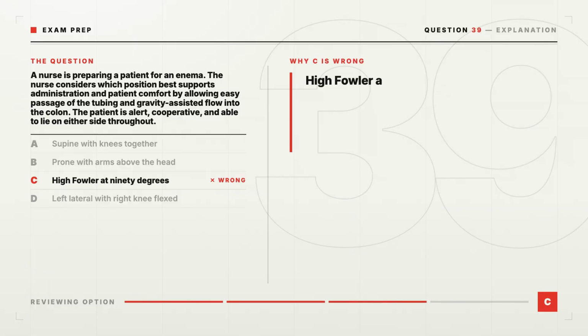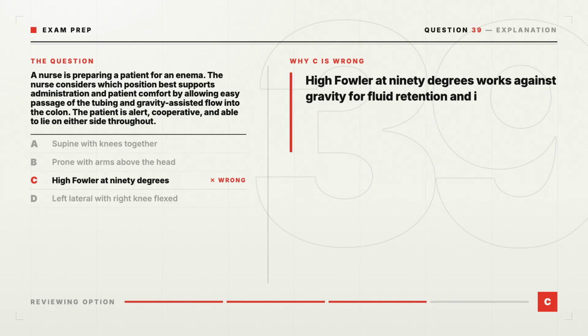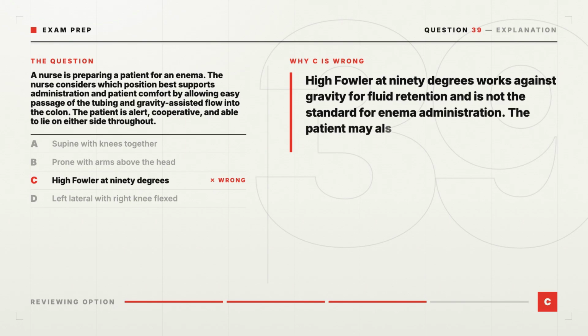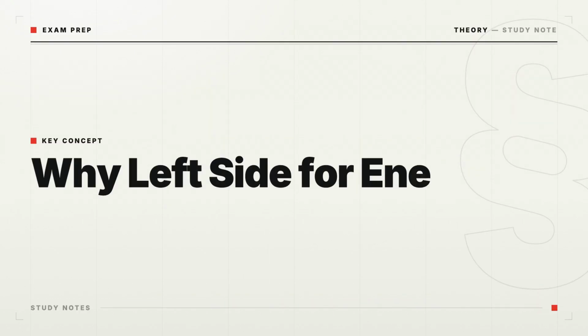C is wrong because half Fowler at 90 degrees works against gravity for fluid retention and is not the standard for enema administration. The patient may also have difficulty holding the solution upright for the necessary minutes.